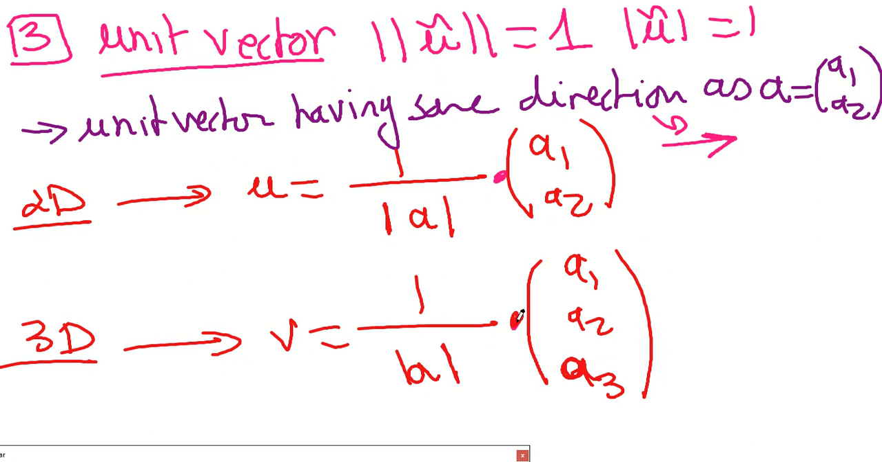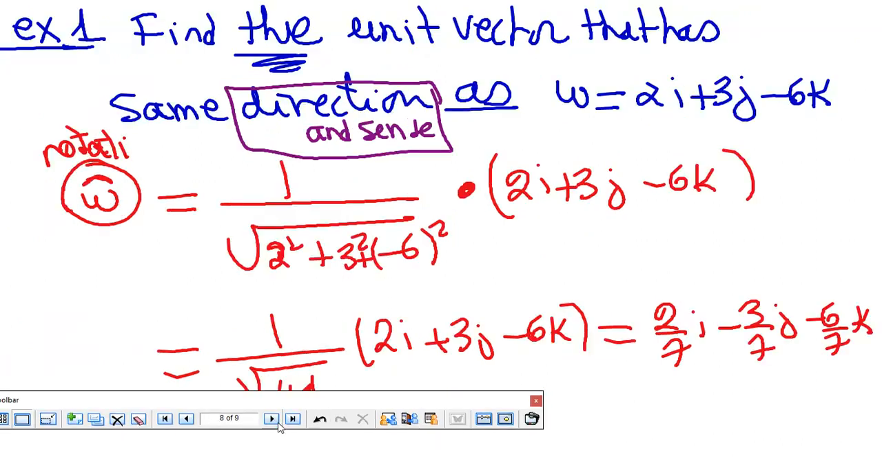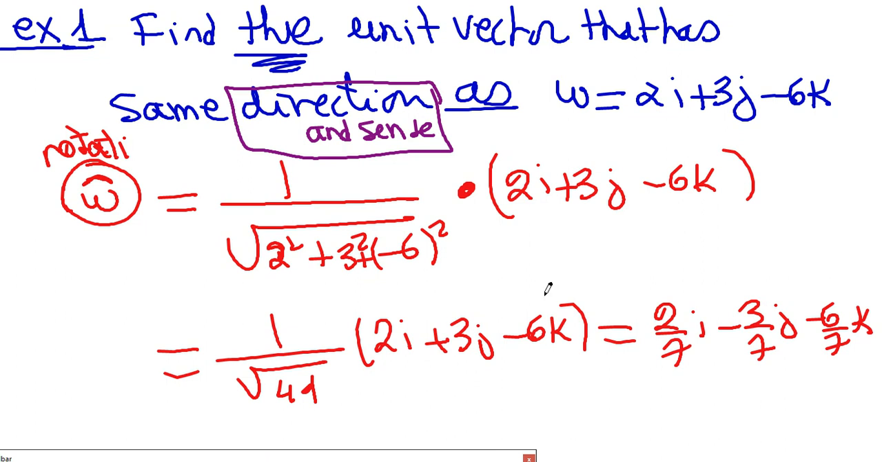I'm just fixing it with the same color. So let's move to the example. I just have two examples and that's it. Find the unit vector that has the same direction. When they mention direction, it means the same sense as w = 2i + 3j - 6k. This is the notation, they put it like this. So this is the unit vector of w.